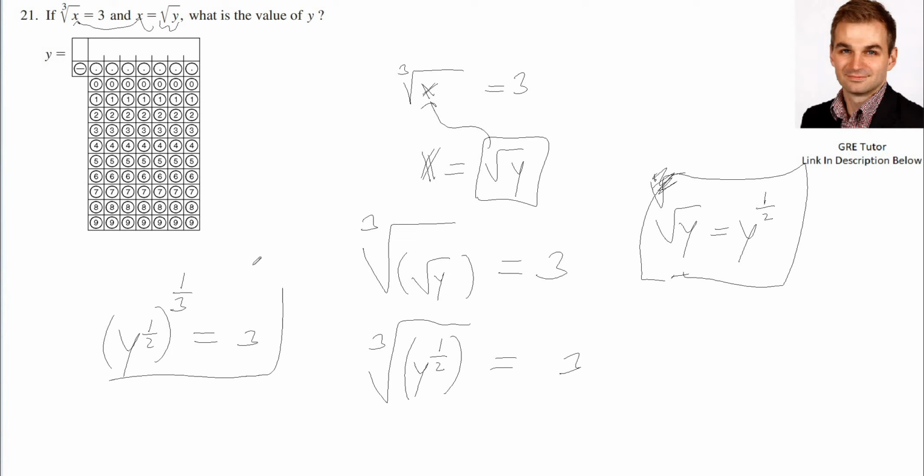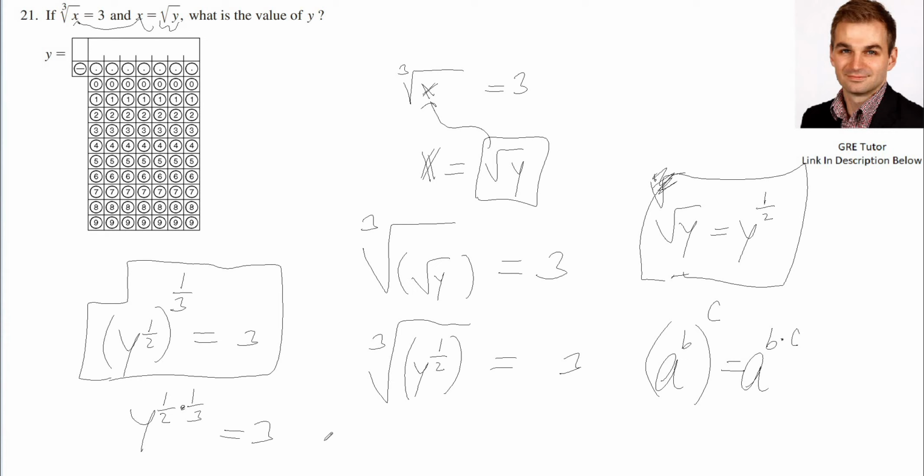Okay, so now we can work on another property of exponents. Whenever you have, for instance, a to the b, and that taken to the c, so a taken to some power b taken to another power c, what you have is a to the b times c. This is just another property of exponents that you can use. So we can do that over here. We get y to the 1/2, taken to the 1/3 power, which means we can multiply 1/2 by 1/3 equals 3. That leads us to y to the 1/6. 1/3 times 1/2 is 1/6 equals 3. So we have y to the 1/6 equals 3.